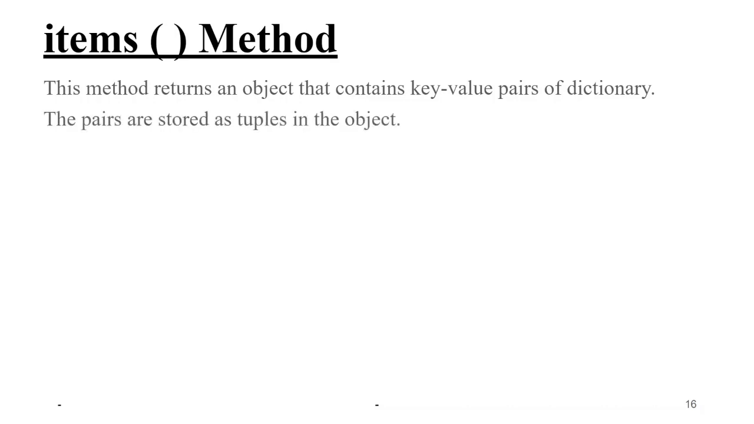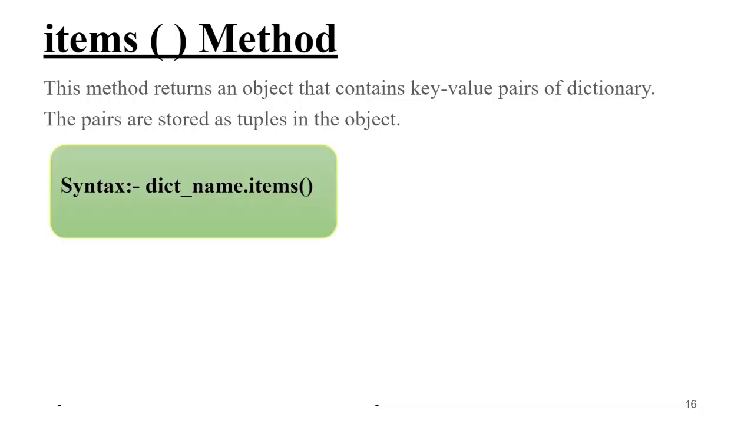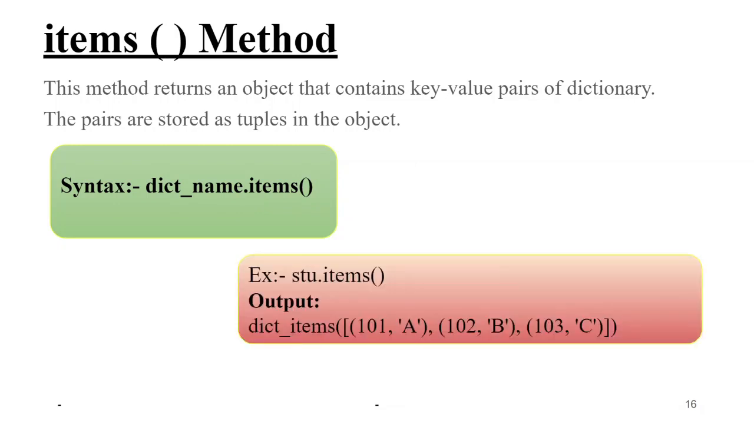So the first item in each tuple is a key, and the second item is the value in the output. The pairs are stored as tuples in an object, and this is how we call the items method on the dictionary object: dictionary object dot items method. It returns a key and its value in the form of a tuple. Key value pairs are written in the form of a tuple. So it returns a list of tuples containing its key and also the value.